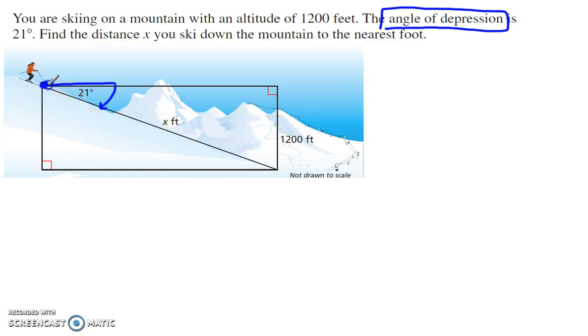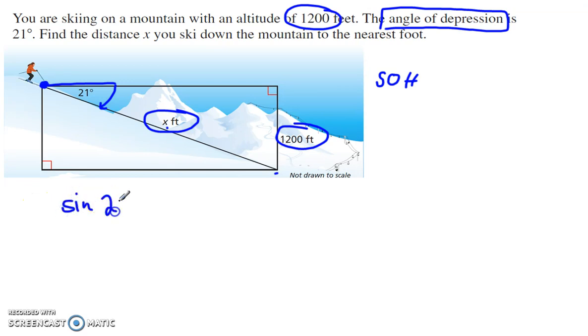So we're skiing down here. The altitude is 1,200 feet. We want to know how long is this. All right, we know the opposite side and we know the hypotenuse. Okay, so opposite and hypotenuse, that's what we need. So we're going to do sine 21 degrees is equal to, opposite is 1,200 over x.